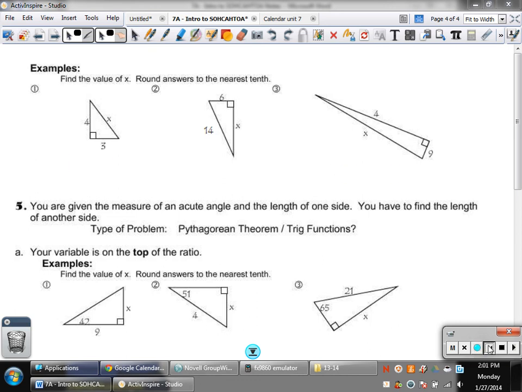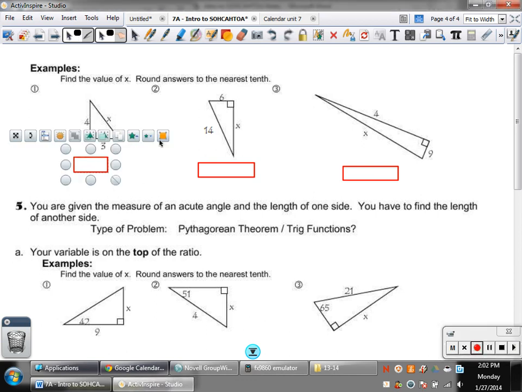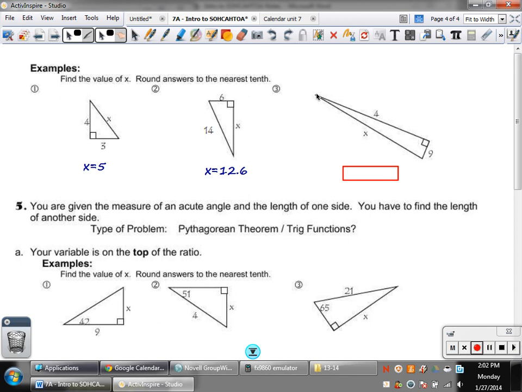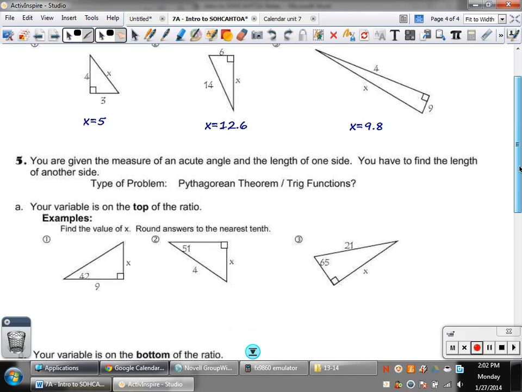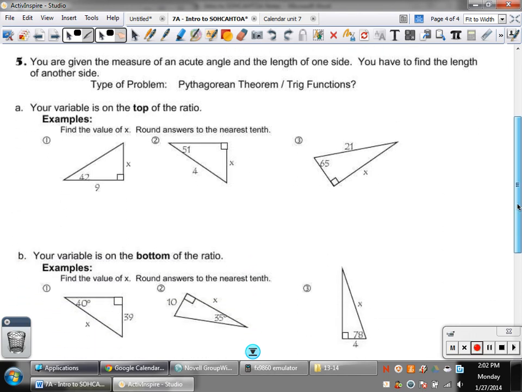Okay, so you are ready to check your answers. I've made the little red boxes appear again, so look at me. On this first one, pretty easy one. It says round to the 10th. Here we don't have to. X equals 5. Here we have 12.6. And here we have 9.8. Making sure that the longest side of each triangle is the hypotenuse, and that is the side across from the 90.